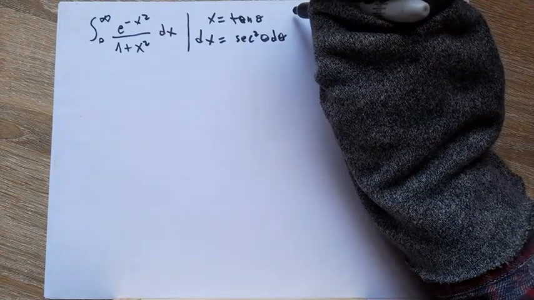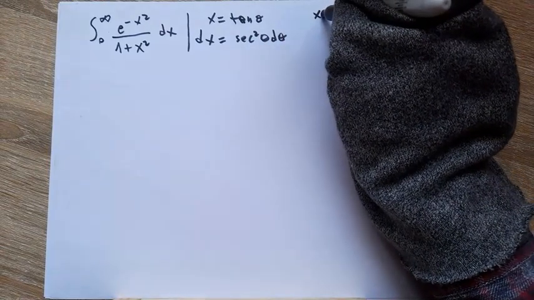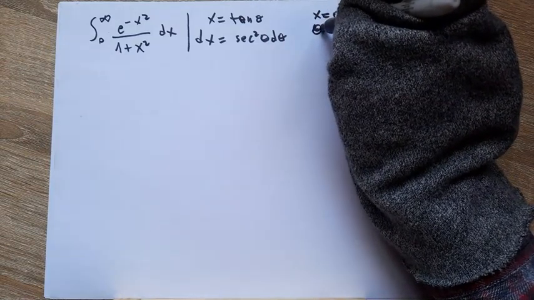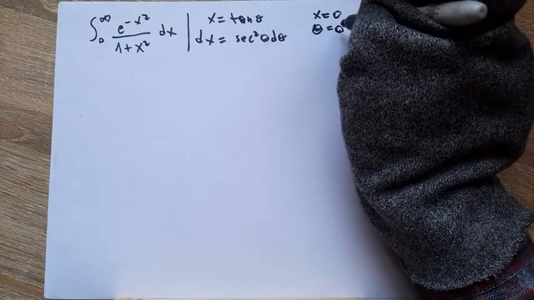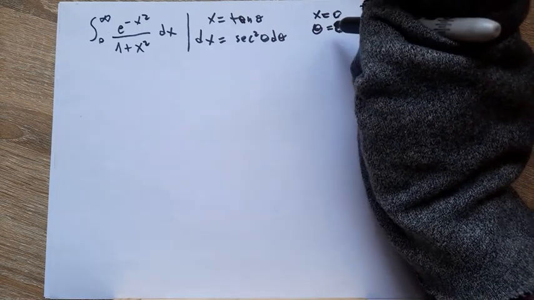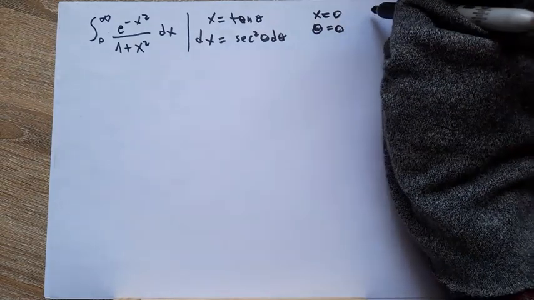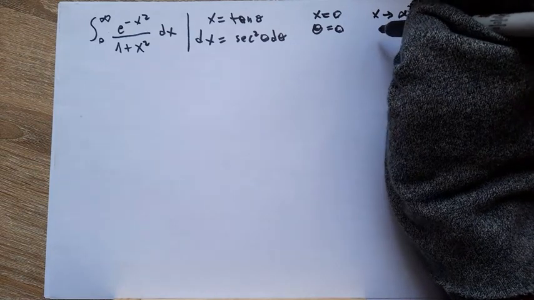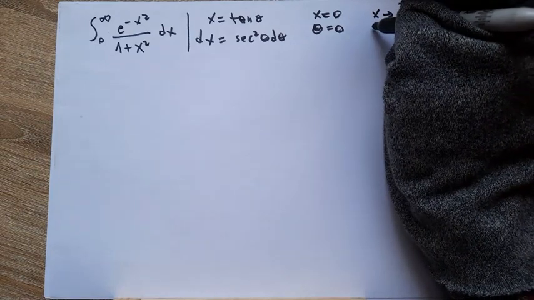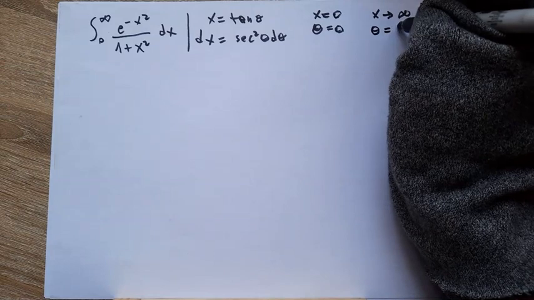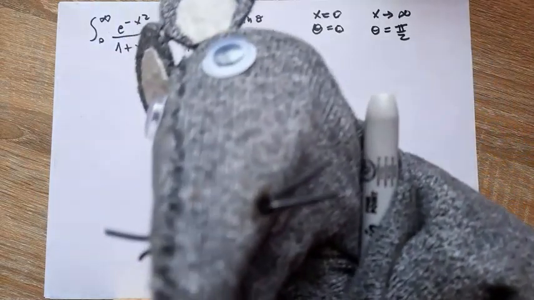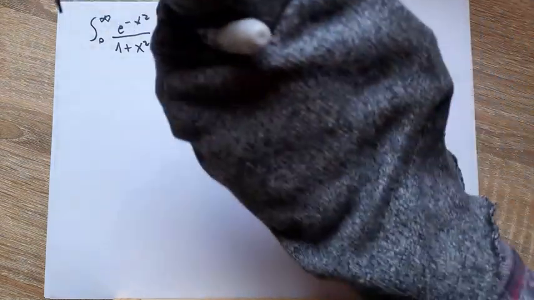And the integration limits are: when x equals 0, then theta also equals 0, because tangent of theta is 0 for 0. And when x goes to infinity, then theta must be pi over 2. Yeah? So, now we write the integral.